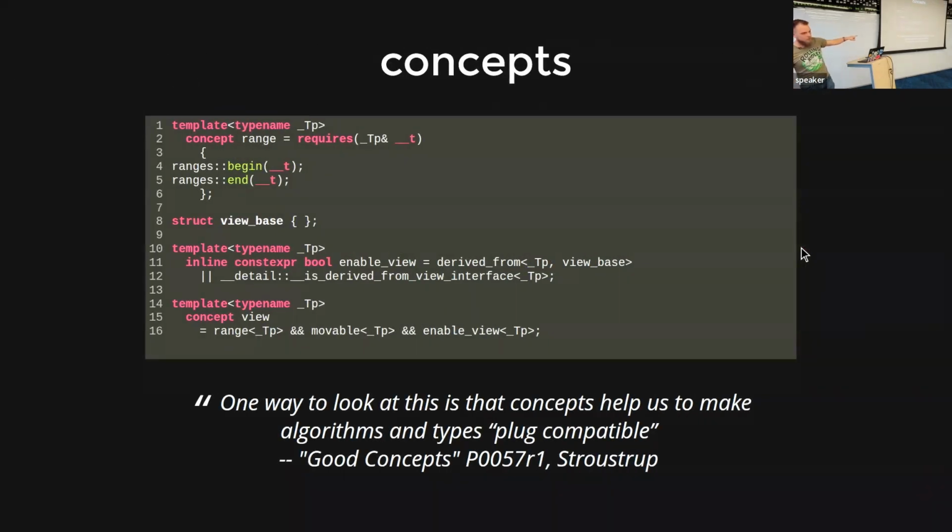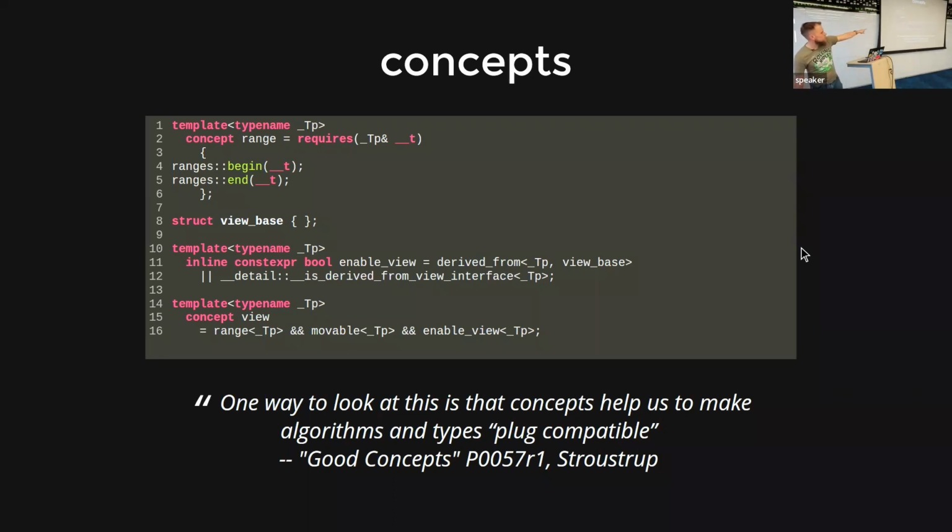So this is the concept definition. It's in another file, but this is the concept definition. The idea of concepts being a way to make two things plug compatible, I think, is really one of the best ways to describe what it's doing. So view is there down at the bottom. The first thing is it's a range, defined there at the top. It's a type that you can pass into ranges::begin and ranges::end. We'll get back to why those even exist. And then it's movable. Movable is another concept. It has the move constructor and some other things.